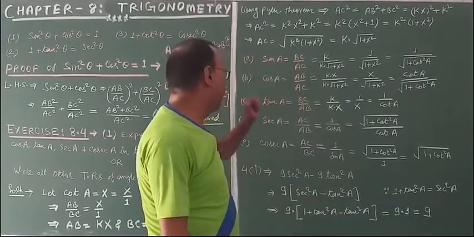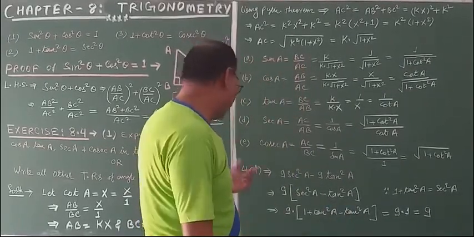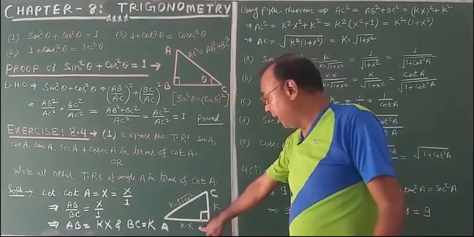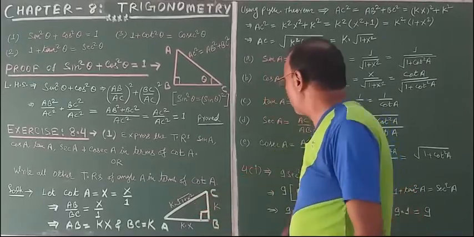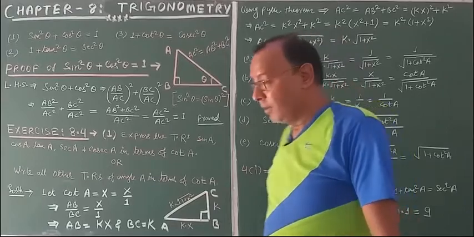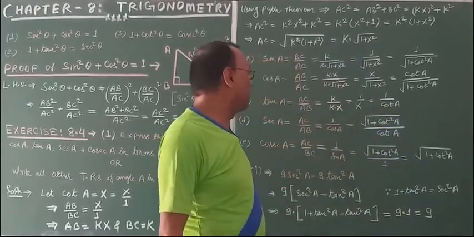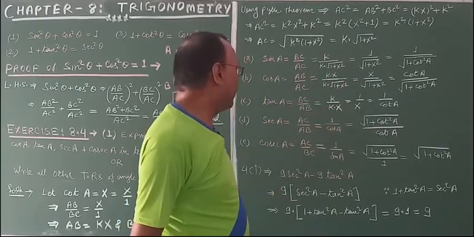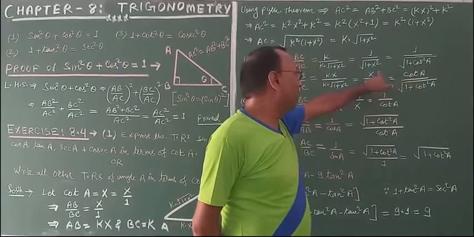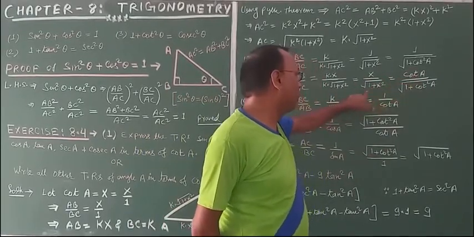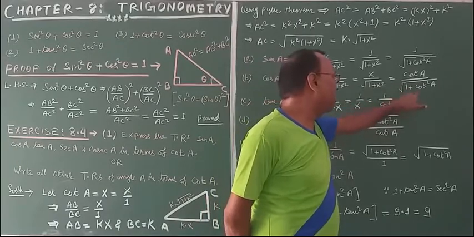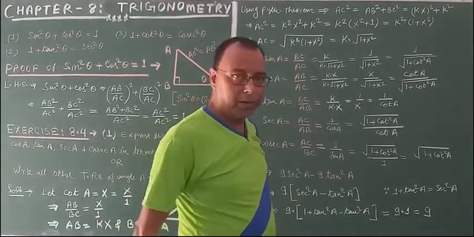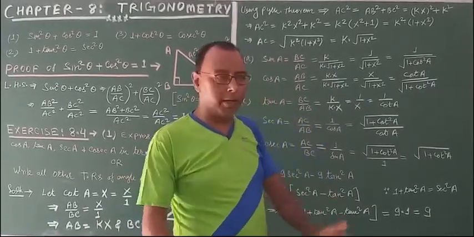Similarly, cos A. Cos A is base upon hypotenuse. What is the base? AB, kx, upon AC, k into under root 1 plus x square. Again, k will be cancelled out. Simply you will get x upon under root 1 plus x square. What is the value of x? Cot A. We can write cot A in place of x, so it becomes cot A upon under root 1 plus cot square A. Then what is the value of cos A in terms of cot A? Cot A upon under root 1 plus cot square A.